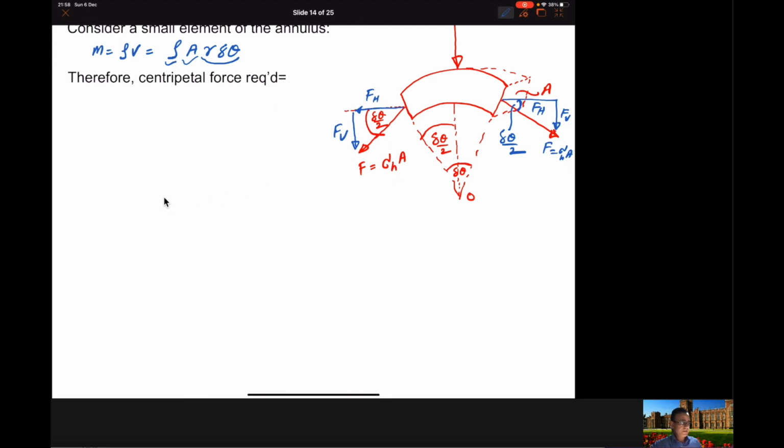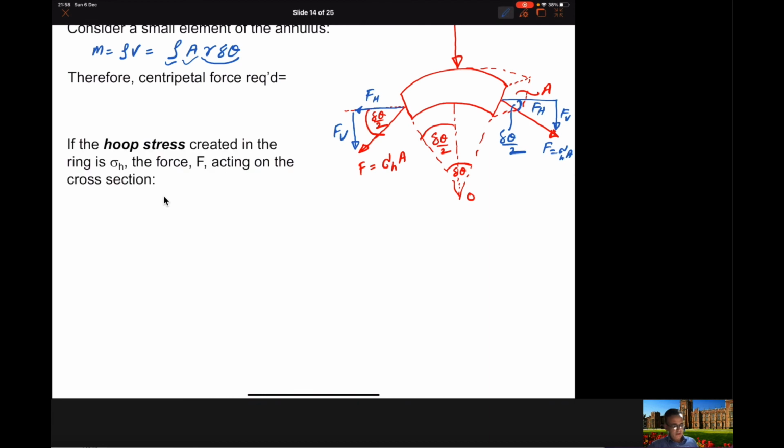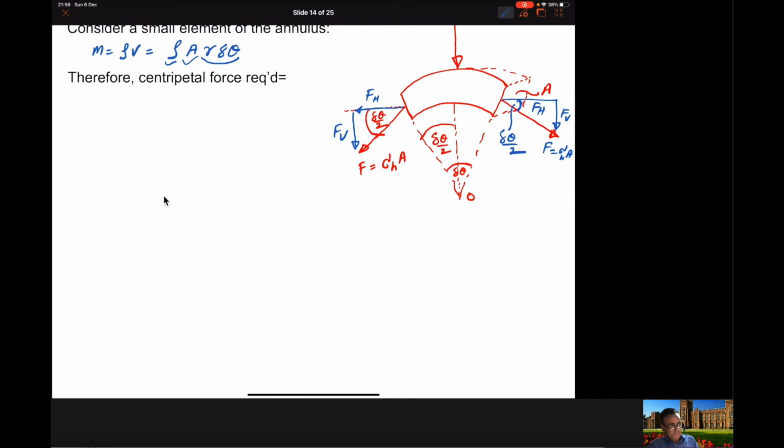Now for this specific small section, we can also calculate the centripetal force. The centripetal force is just mass times omega square r. We now know the value of the mass, so it is rho A r d theta, multiplied by omega square r. So this is the value of the centripetal force.